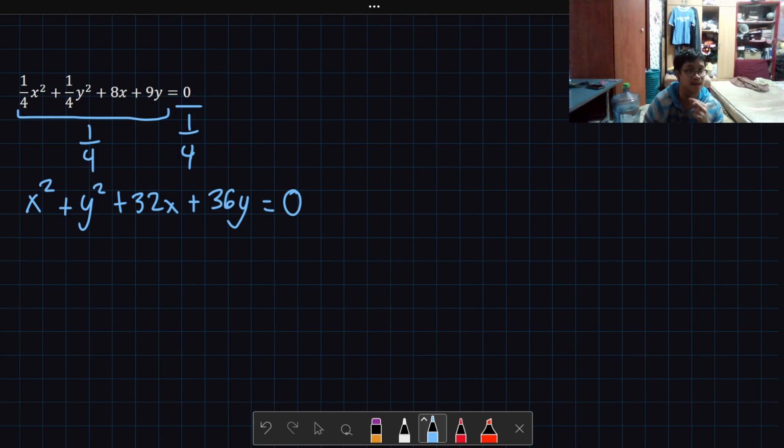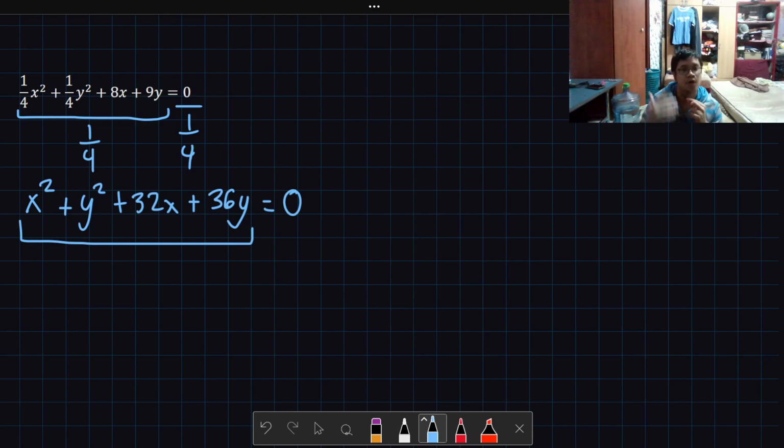Now the next step is to group all terms that have variables on one side. Then the constant term, you're going to transpose it to the right. Now, if you take a look, we have all terms here that have variables, and there's no constant term. So just leave it that way.